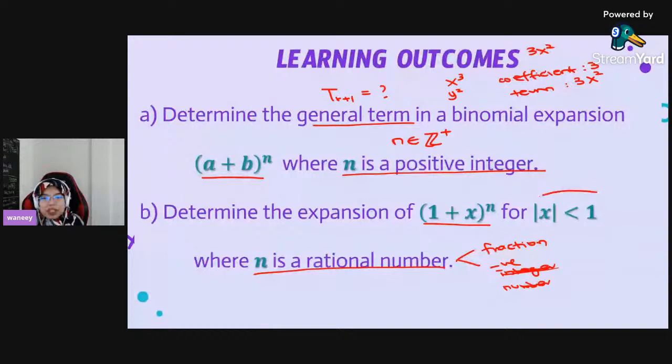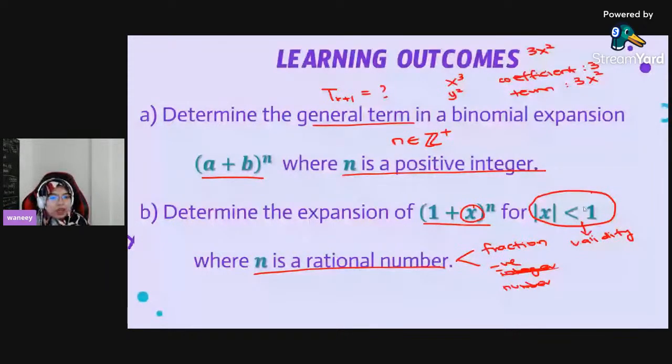Okay, so why do we have this absolute value of x less than 1? This is for validity. What validity means is that if we substitute the value of x on the left hand side and right hand side, we are supposed to get the same value on both sides. So to make sure we get the same value, when we substitute the value of x, it should be within this validity range. Okay, next.